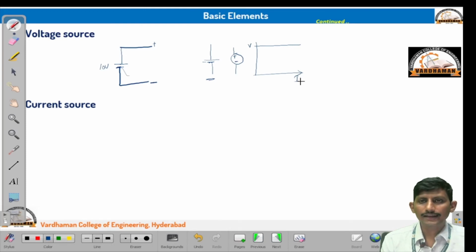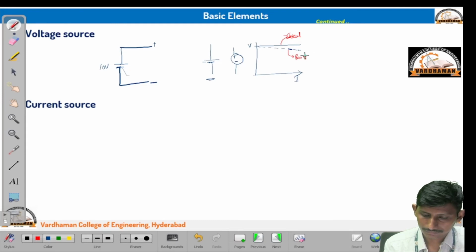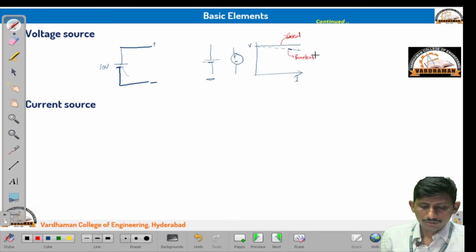Now, this is the ideal characteristic. However, practically voltage sources tend to decrease the value of voltage as the load increases, like this. So, this is ideal and this is practical. So, in a practical voltage source, the voltage tends to decrease as the current increases. Current increases with the amount of load.